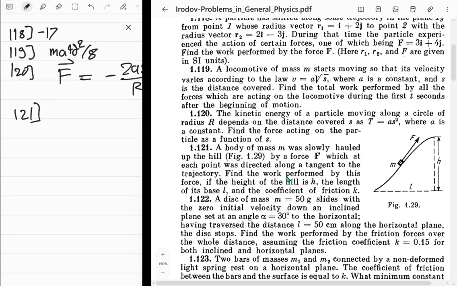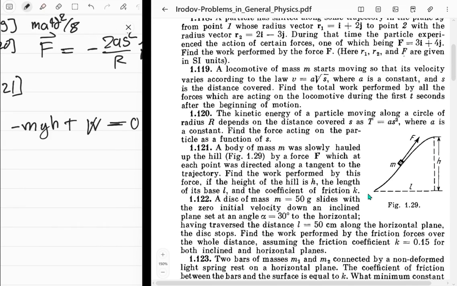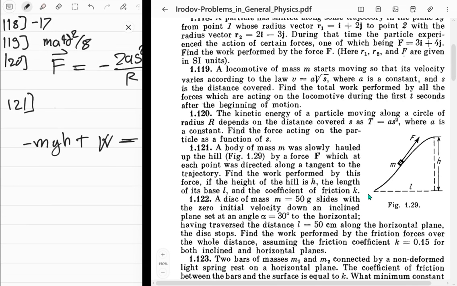Wait, slowly hauled up. Okay. Now I understand what's going on. So there's this force acting on it. At the same time, there's also gravity acting on it, and the normal force. Well, the normal force does no work. Gravity does work of negative mgh, because it's pulling downward. So negative mgh plus whatever the work done because of this force is, combined, the change in kinetic energy, but that's zero. It's slowly hauled up, so it's stationary over there and also over there. So the kinetic energy change is 0, work done is mgh. No problem.